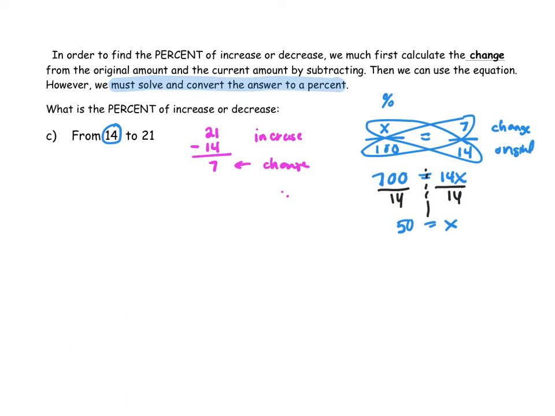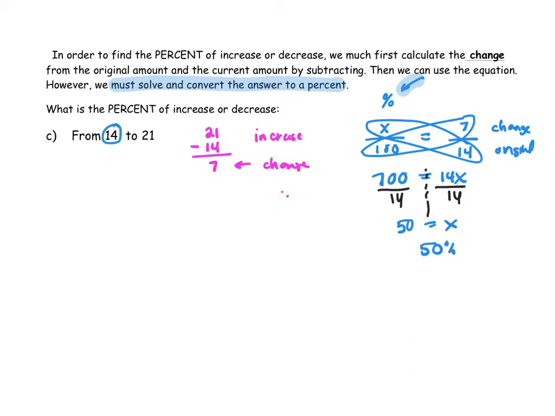Now, just a few minutes ago, you might have noticed I said, however, we must convert it to a percent, and I got a little bit ahead of myself. We're already representing a percent when we use the proportion method. We place this number over 100, so 50 out of 100 would be a percent. So the answer is 50%.